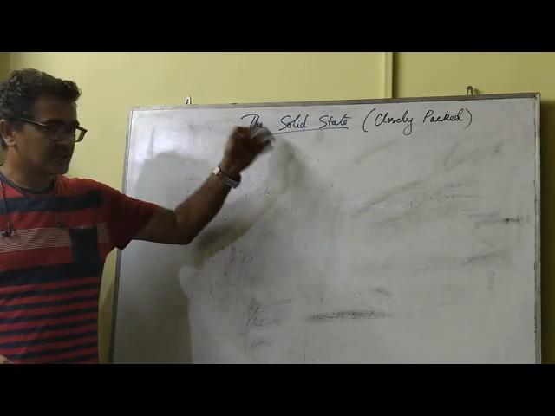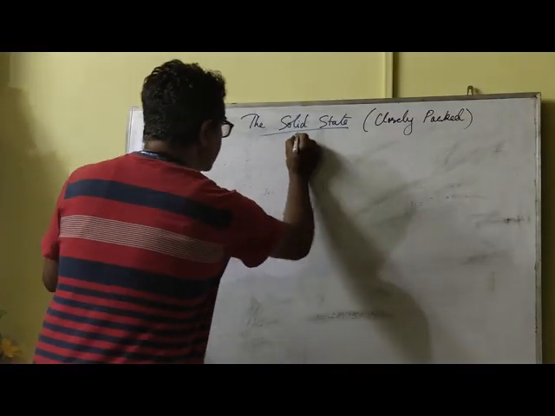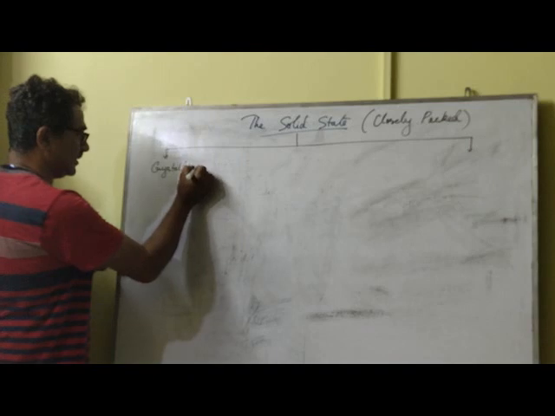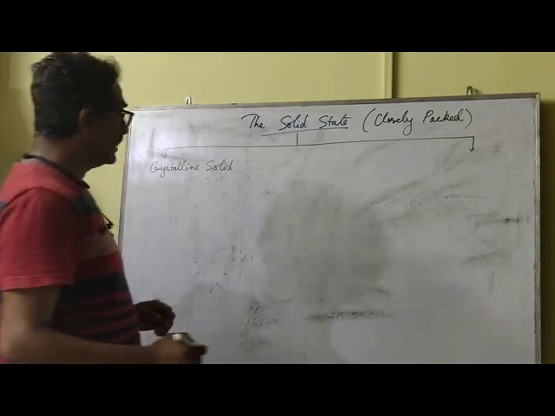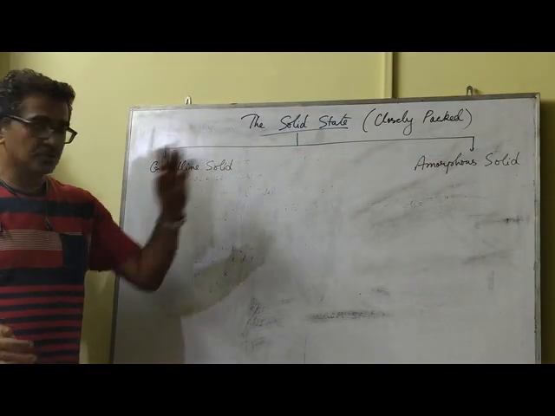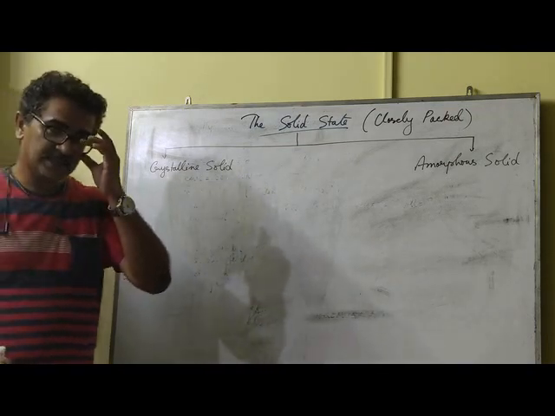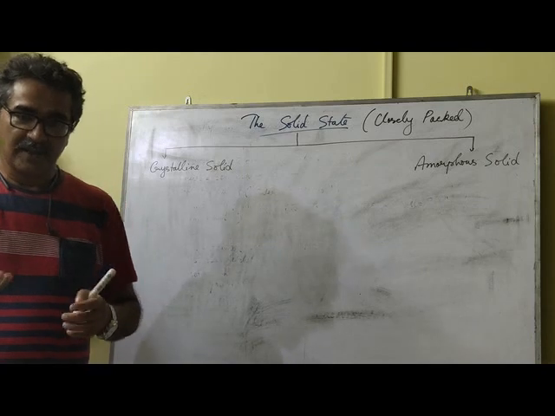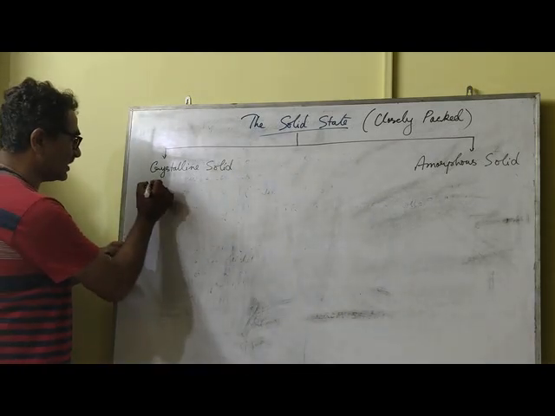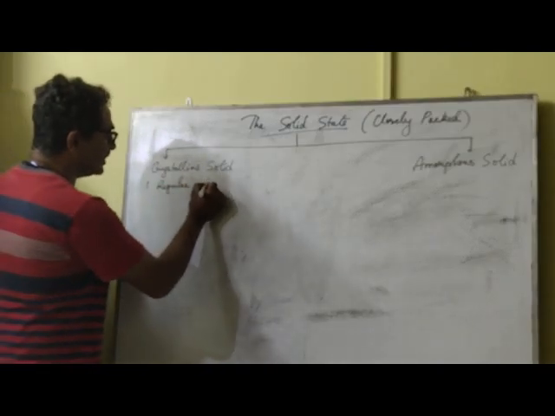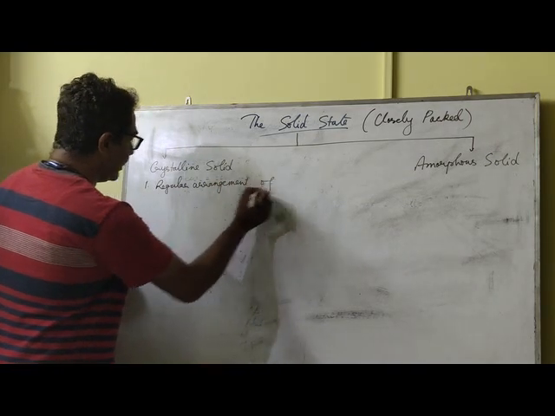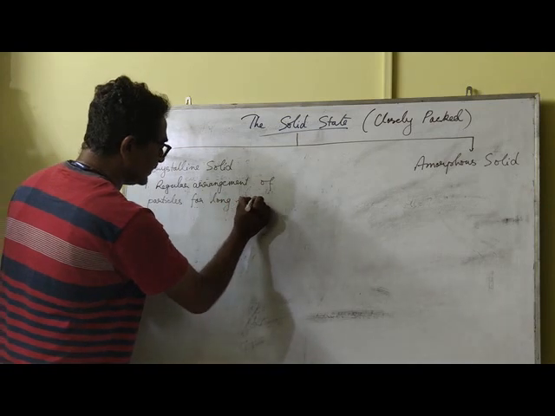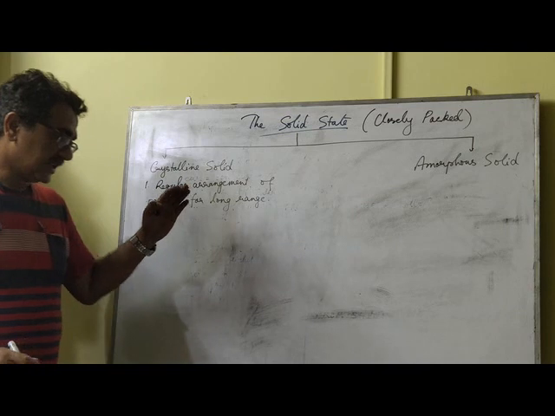Now, depending upon this, solids have been categorized into two segments. This is a very broad classification. One is called crystalline solid. The other one is amorphous solid. Now we are going to see these two categories of solids. When I'm talking about crystalline solid, in crystalline solid there is a regular arrangement of particles for a long range. So the first point is regular arrangement of particles for long range. Now, I'll tell you the meaning of this.